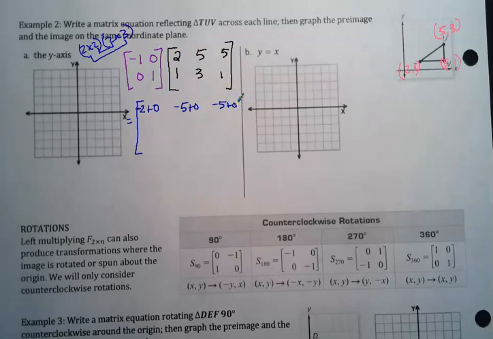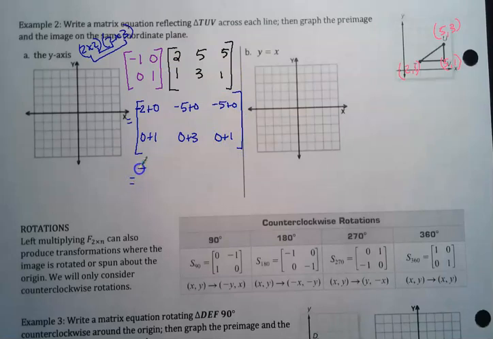Okay, so there's our first row. Now for our next one. 0 times 2 is 0. 1 times 1 is 1. So this is 0 plus 1. 0 times 5 is 0. 1 times 3 is 3. 0 times 5 is 0. 1 times 1 is 1.